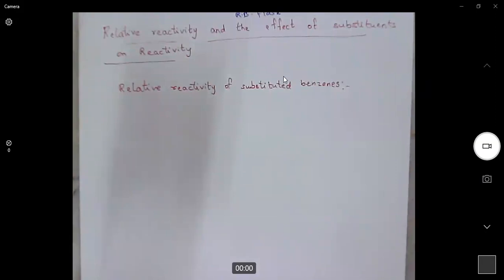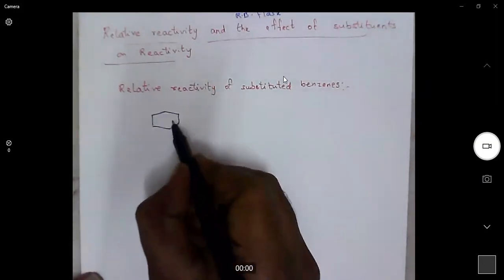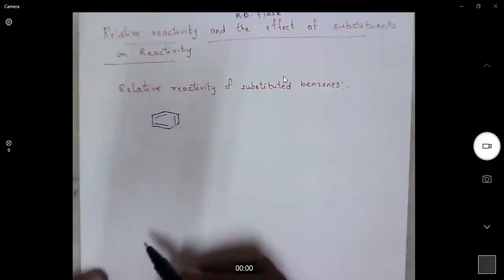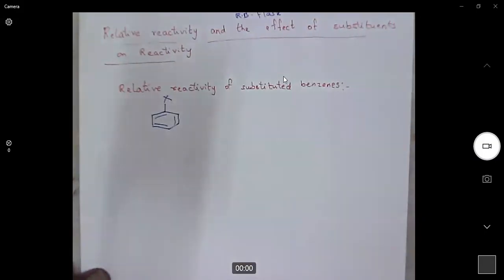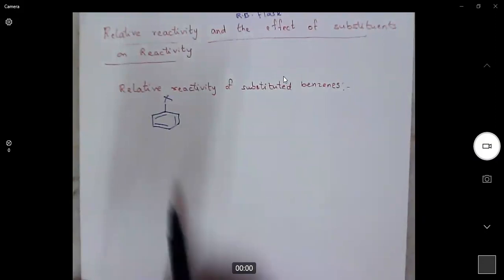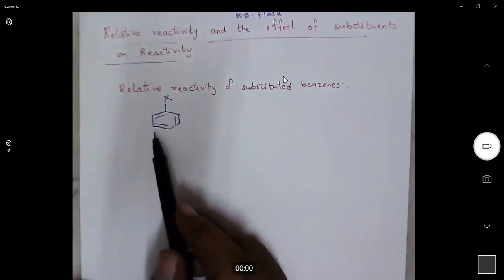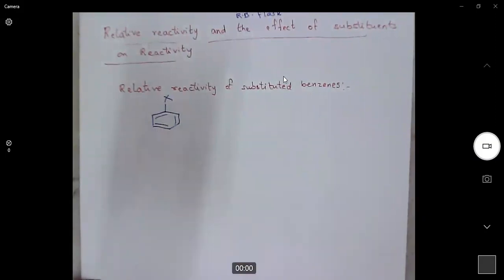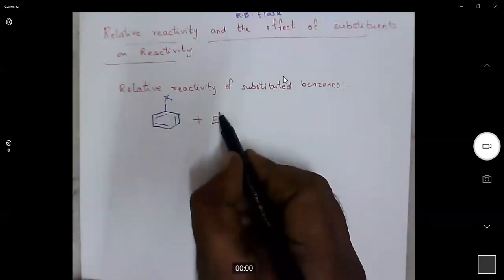First, we will look at the relative reactivity of substituents. What are substituents? This is a bare benzene, and if we have some group here, then it is a substituent. An attachment to benzene ring is called a substituent. Now, what is the reactivity of this substituted benzene in aromatic electrophilic substitutions? We are trying to treat this substituted benzene with an electrophile.